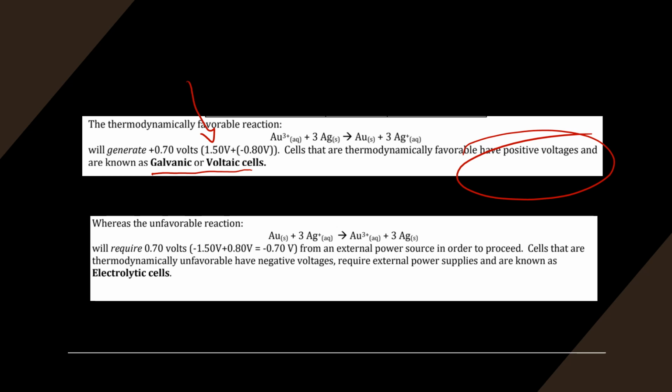If you have the unfavorable reaction, you're actually going to get negative 0.70 volts, and it will require that amount of volts to power it. Cells that are considered thermodynamically unfavorable have negative voltages, and they require an external power supply, and they're called electrolytic cells. So some good terminology to keep in mind.